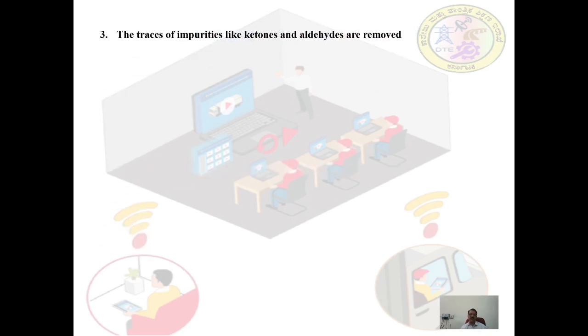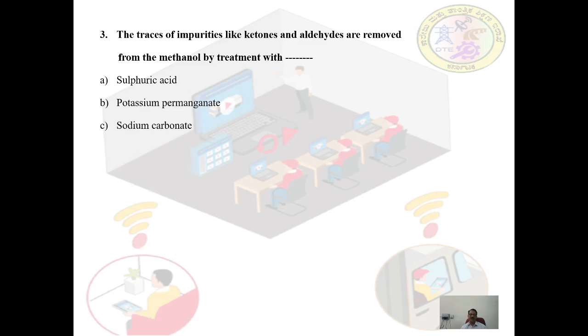Third question: the traces of impurities like ketones and aldehydes are removed from the methanol by treatment with dash. Option A, sulfuric acid. Option B, potassium permanganate. Option C, sodium carbonate. Option D, magnesium nitrate. Option B is the right answer, that is treatment with potassium permanganate.